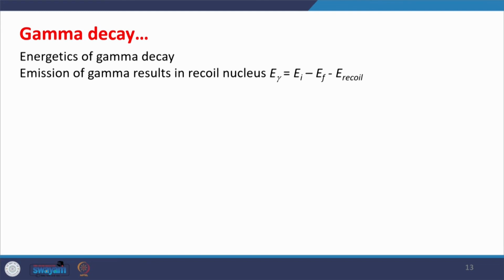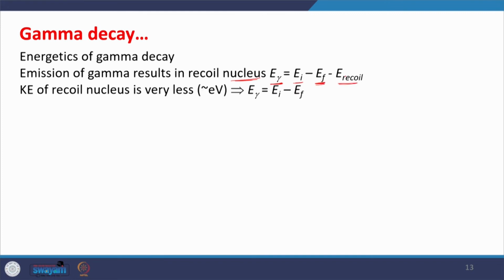Okay? Continuing the discussion on gamma decay. If you see the energetics of the gamma decay, remember once gamma is emitted, the nucleus will undergo recoil. So, keeping this in mind, the energy of the gamma ray is the energy of the initial state minus the energy of the final state. Normally the final state can be the ground state, plus the recoil nucleus. And you know, the kinetic energy of this recoil nucleus is normally very, very small.